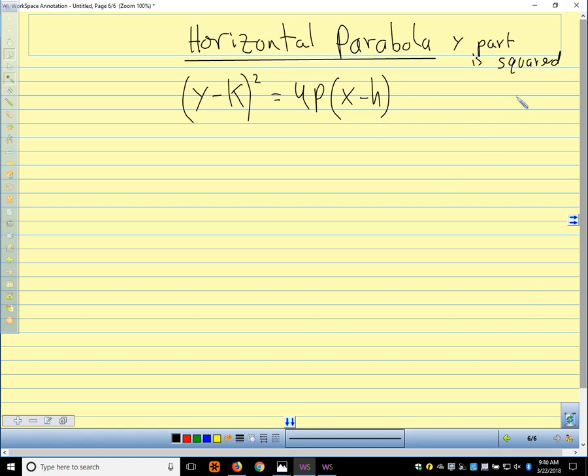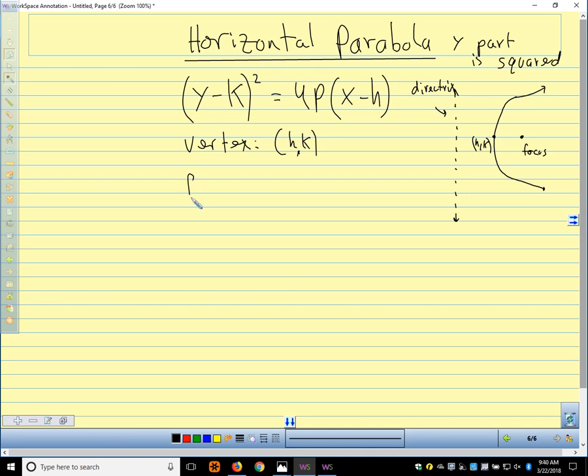And if I draw my parabola, here's my horizontal parabola. There's my vertex at h, k. My focus is inside. My directrix is going to be a vertical line now. So my vertex is still at h, k. That doesn't change. And we'll see h, k a lot this chapter for a lot of different shapes.